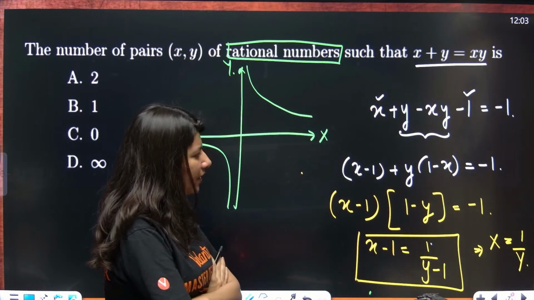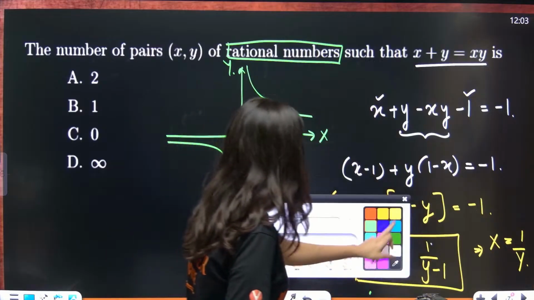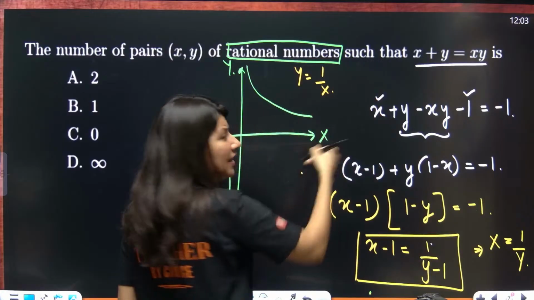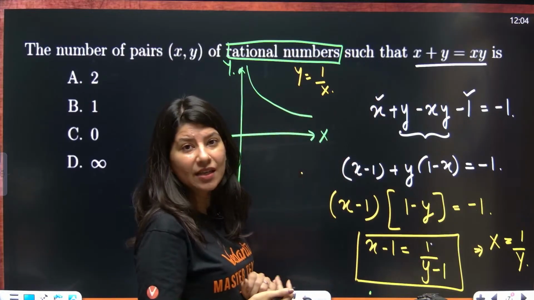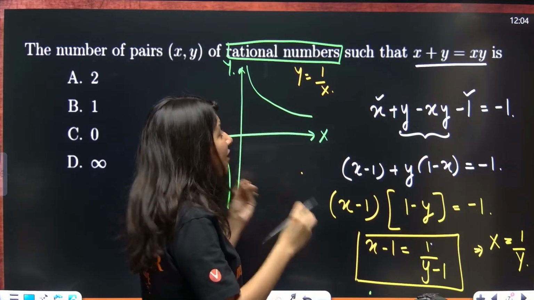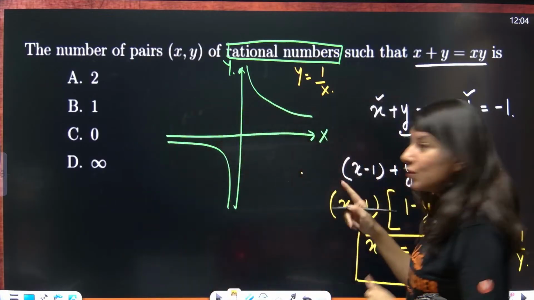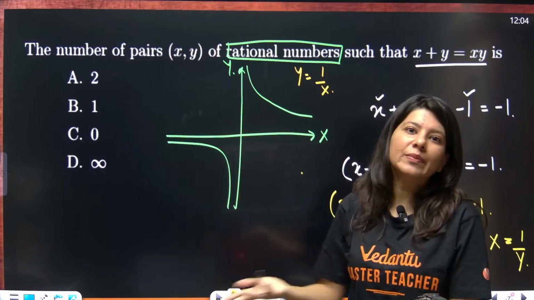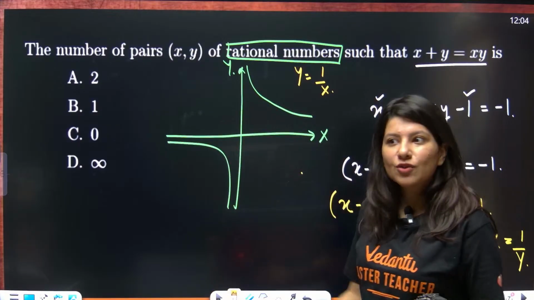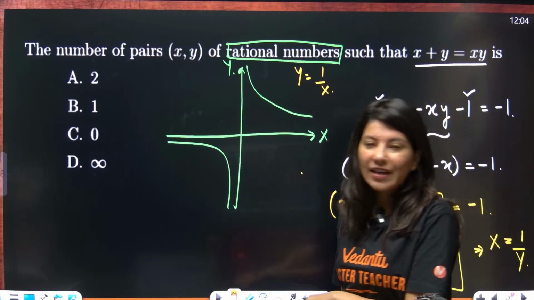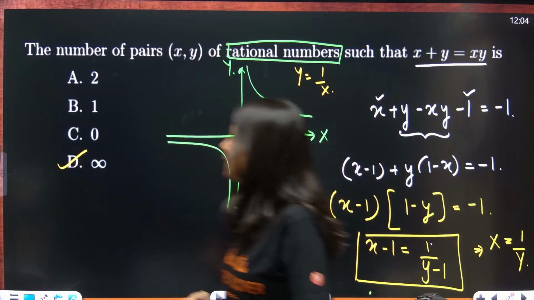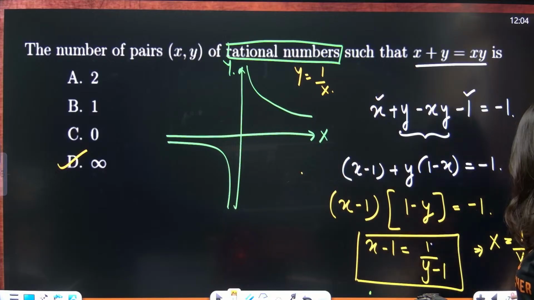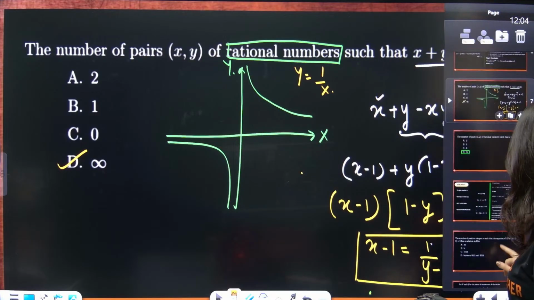Now understand one thing: how many rational numbers will be sitting on the graph of y equals 1 by x? There will be infinite rational numbers sitting on this graph, and there will be infinite irrational numbers sitting on this graph as well. So infinite rational and infinite irrational. So the answer is option D. So there are so many rational ordered pairs sitting on this graph. Getting it, understanding it?